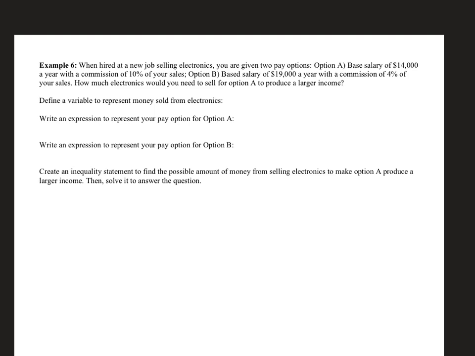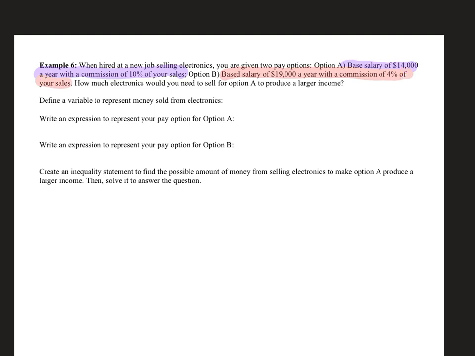All right, so we're hired to sell electronics. We're given 2 pay options. So we can get a base salary of $14,000 with a 10% commission on sales, or we can get a base salary of $19,000 with a 4% commission on sales.